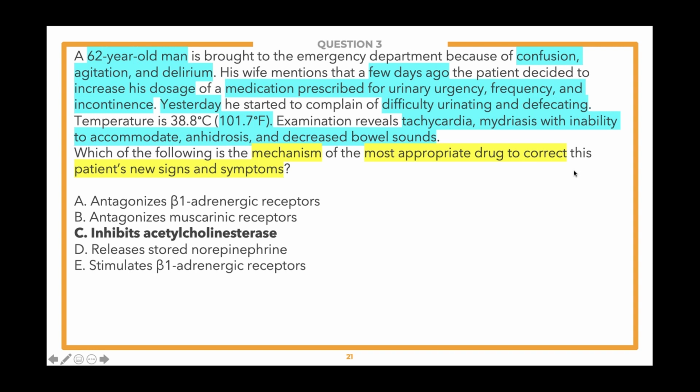So just keep that trick in mind. Answer choice B, antagonizes muscarinic receptors. Well, that's actually the problem that we're trying to fix, right? Because this person has been antagonizing them already, and they're too anticholinergic or too anti-muscarinic. So we're trying to achieve the opposite of that. So great job, everyone. Strong showing there once again.